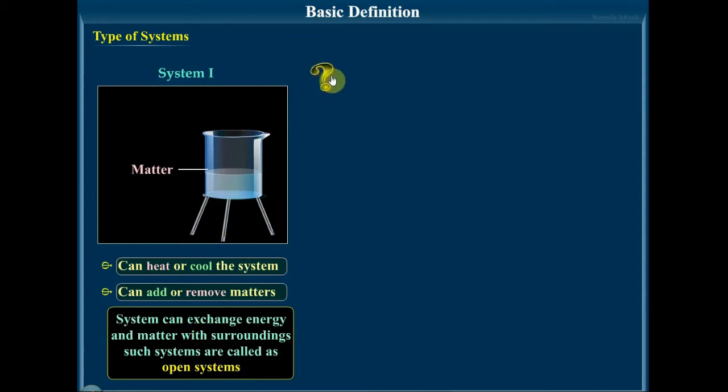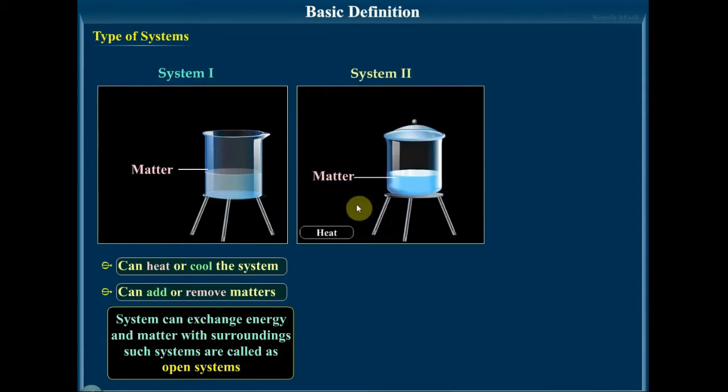The second one, system 2. System 2, there the beaker is closed. You can see here the beaker is kept closed and there is matter inside it and heating it. So the burner is the starting energy. So you can see here the matter cannot escape out because it is kept closed. But the energy can escape out. So energy can be exchanged with the surroundings, but matter is not possible to go out because it is kept closed. Cool it. Remove the burner and you are cooling it.